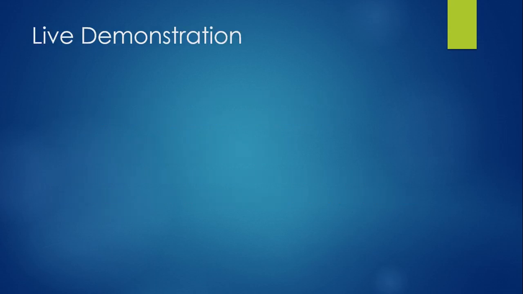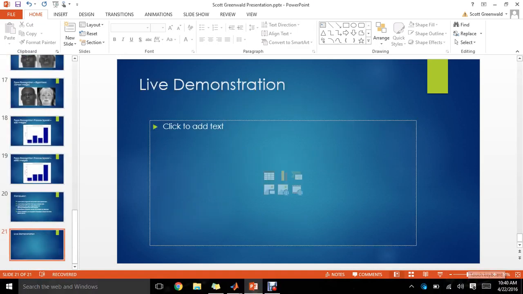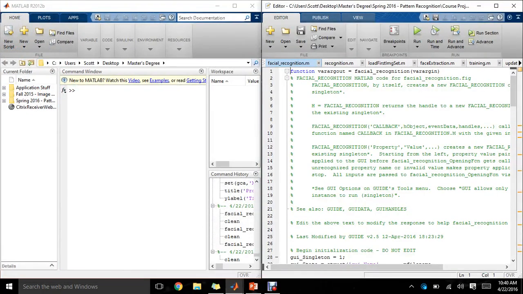So that concludes the actual presentation portion of this project. Now I'll give a live demonstration of the software that I built in MATLAB to implement the Viola-Jones and the eigenvector approach. I'll show two different examples, one with a very small database to show how I train the actual software itself, and then I already have another one loaded with the 6,000 image database.